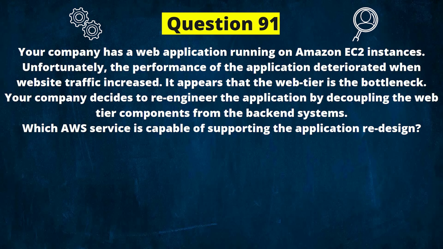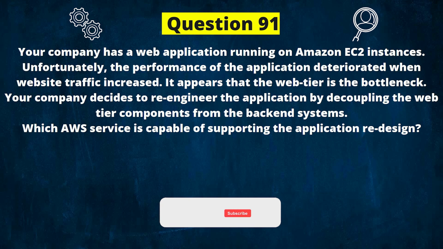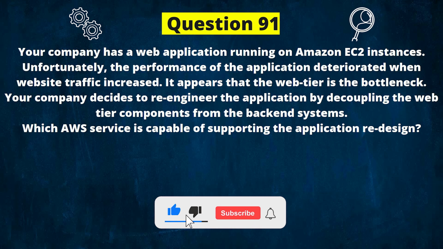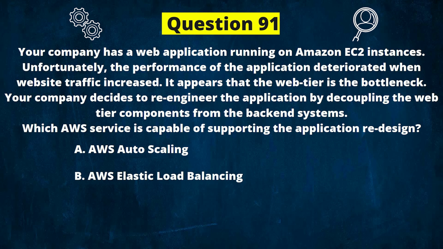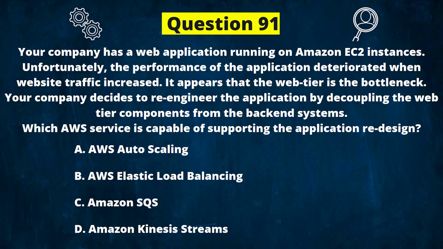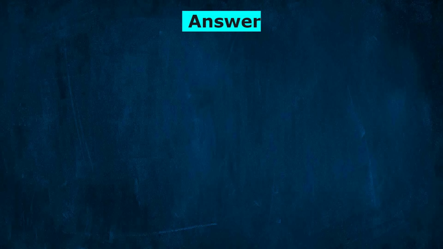Next question. Your company has a web application running on Amazon EC2 instances. Unfortunately, the performance of the application deteriorated when website traffic increased. It appears that the web tier is the bottleneck. Your company decides to re-engineer the application by decoupling the web tier components from the backend systems. Which AWS service is capable of supporting the application redesign? And the options are A. AWS Auto Scaling. B. AWS Elastic Load Balancing. C. Amazon SQS. D. Amazon Kinesis Streams. And the correct answer is option C.